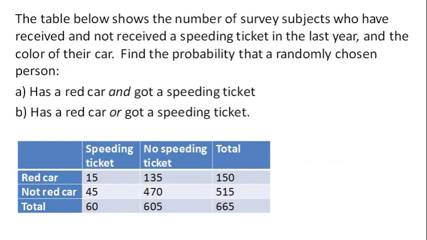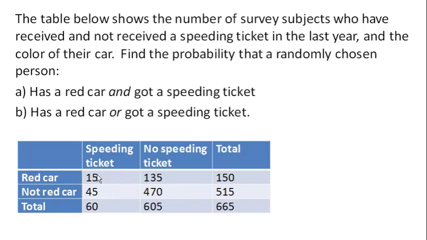So here we have a table showing the number of survey subjects who have received and not received a speeding ticket in the last year, and the color of their car. We're going to find the probability that if we were to choose one of these people at random, the person has a red car and got a speeding ticket, and then secondly, has a red car or got a speeding ticket.